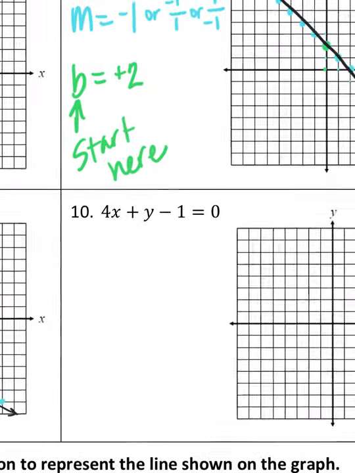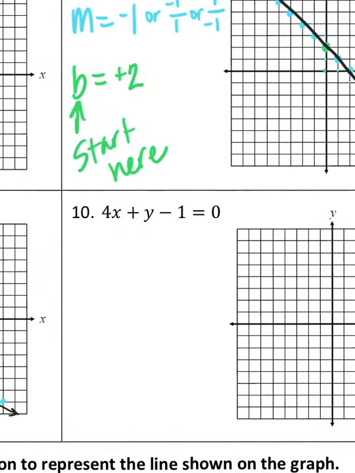All right, one more. Let's do this last one. A couple things. Y equals mx plus b, it's not in the right order. So let's go ahead and move our b. We need to get our b where it needs to go. So we're going to move it by adding 1 to both sides. Now we have 4x plus y equals 1.